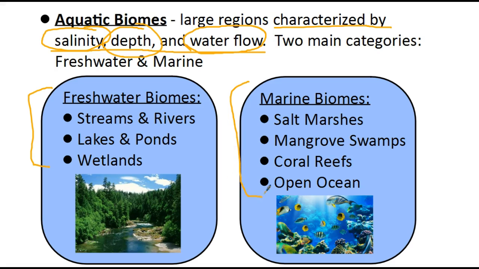I didn't really put freshwater biomes on there because I figured you guys know them. You know, streams and rivers. A stream is a small river. We have lakes and ponds. We have wetlands, which are marshy areas. Now, wetlands are one of the most productive ecosystems, so you can keep that in mind. Marine biomes: salt marshes, mangrove swamps, coral reefs, open ocean. Again, you don't really need to write anything except for characterized by salinity, depth, and water flow.